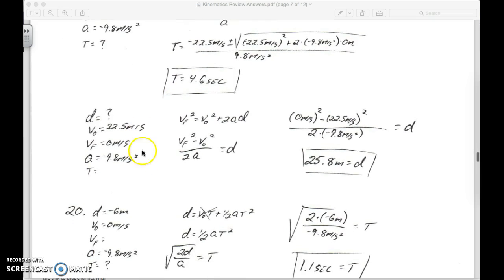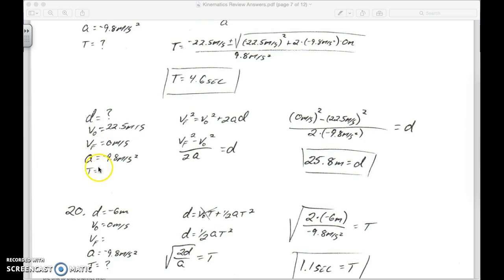Now we're going to try and find the maximum height. The initial velocity does not change, upward 22.5 meters per second. Acceleration is still downward, negative 9.8 meters per second squared. But at the maximum height, that's when the object stops for just an instant before turning around and coming back to the ground. So VF is 0.